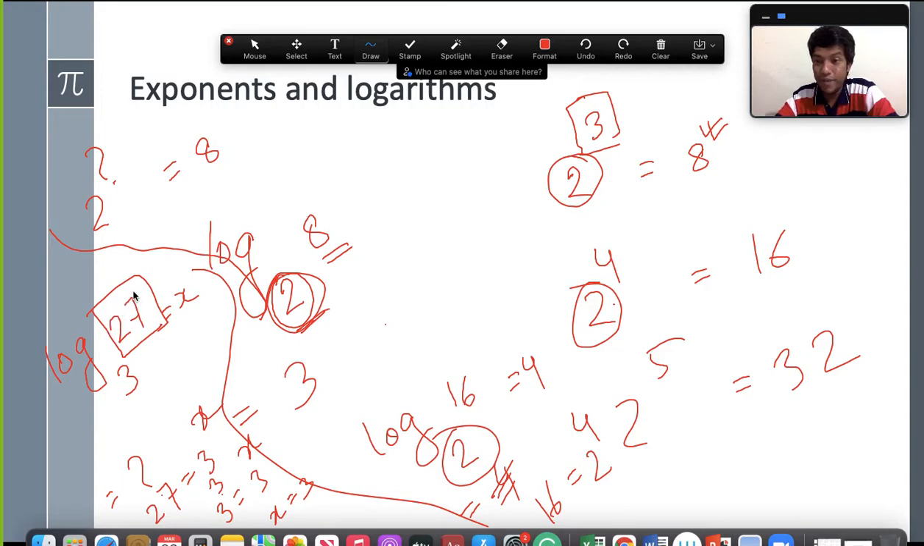Of course, many problems we will have to solve by using this procedure, because there will be a couple of things involved, not just number and number.